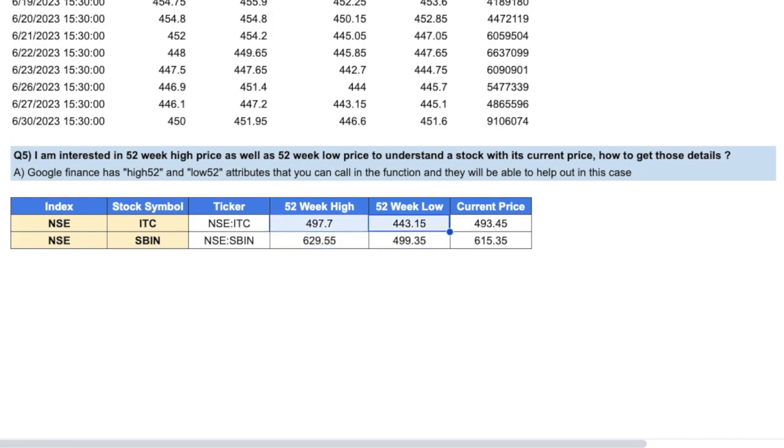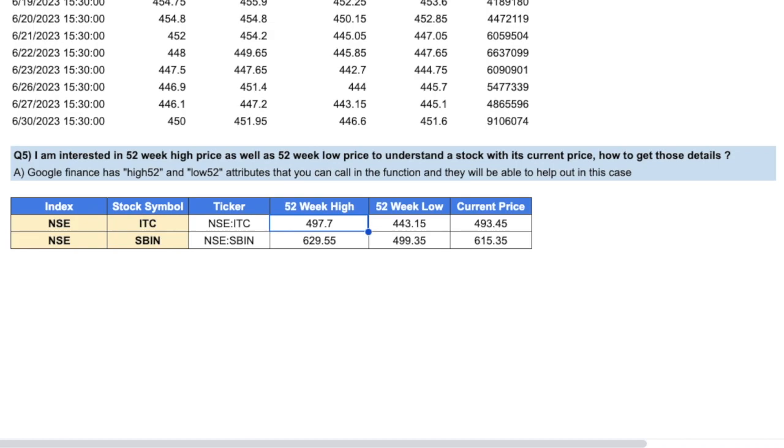So you can see that ITC has been in a 10% range in the past 1 year of trading, whereas SBI has been a bit more volatile and it's more than a 20% range in the last 1 year of trading. So you can define your risk based on that if you're a long-term investor or not, but again, that I leave to your judgment.